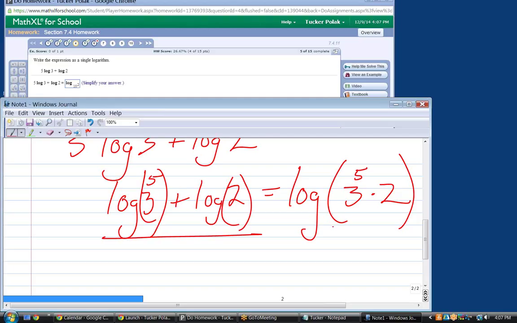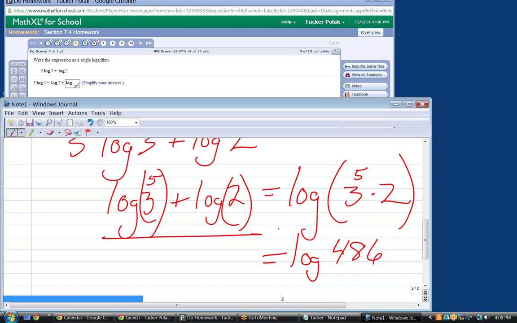This is... simplify your answer. They don't want a number here. What they want is a simplified expression. Okay, well, what is that? What is 3 to the 5th power times 2? You have a calculator? Yeah. 3 to the 4th is 81 times 6. So what's 81 times 6? It's 486. There's your answer.